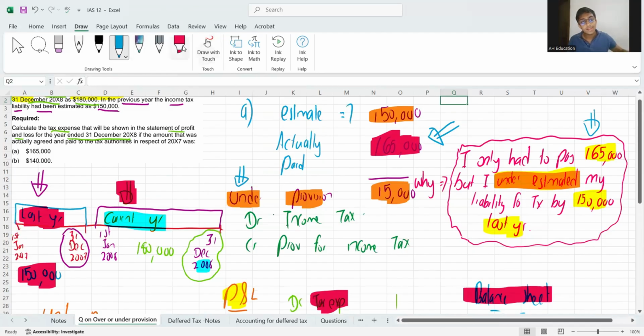The double entry for that would be, since you all are increasing your expense, debit income tax. Why am I debiting income tax? Because I'm planning on increasing my current year income tax, and credit your provision or payable for income tax. This is the logic behind under provision. In simple terms, under provision is when you all need to increase your current year's expense.